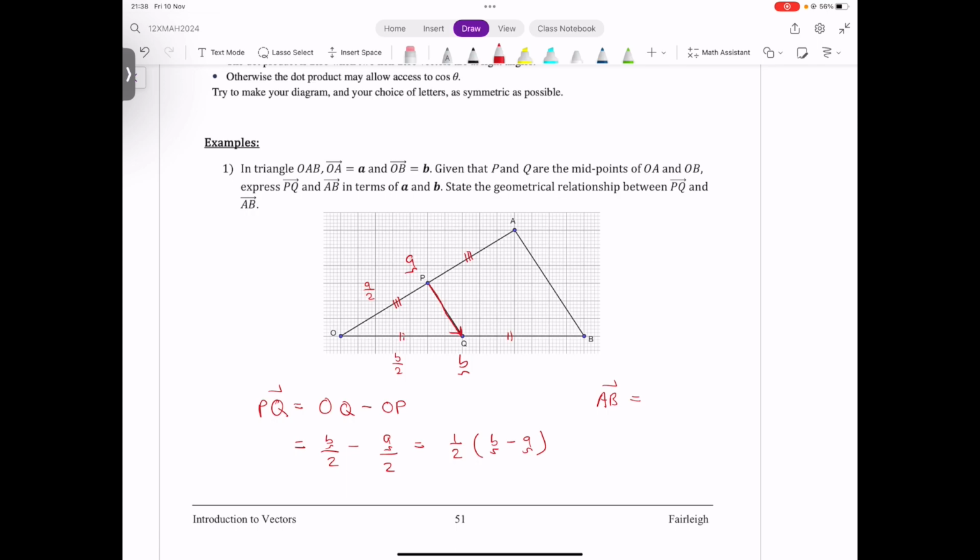And then if we have a look at AB, AB is just going to equal, we're going from A down to B, OB minus OA. Now, OB was defined in the question to be B, and OA was A. We're asked to state the geometrical relationship between PQ and AB. Well, we've just figured out that PQ is really a half AB. So therefore, AB is double PQ. Really they're parallel vectors, one is just double the other.